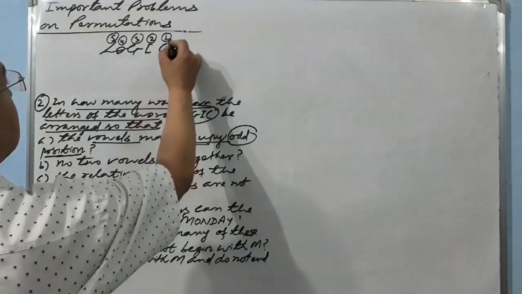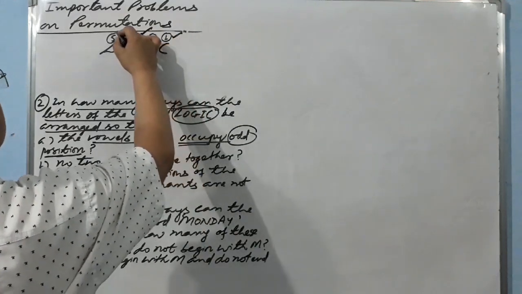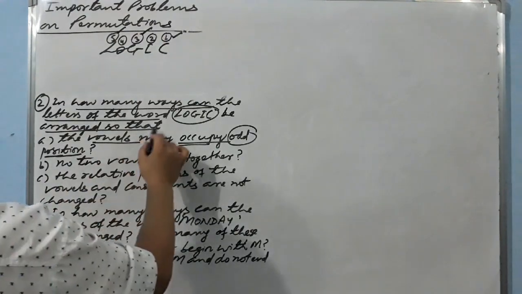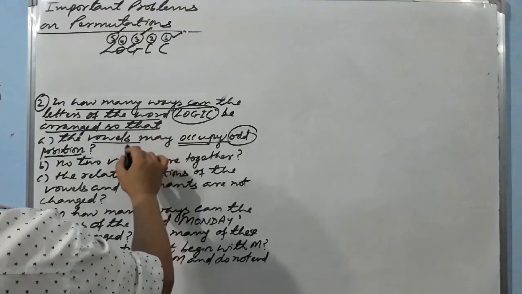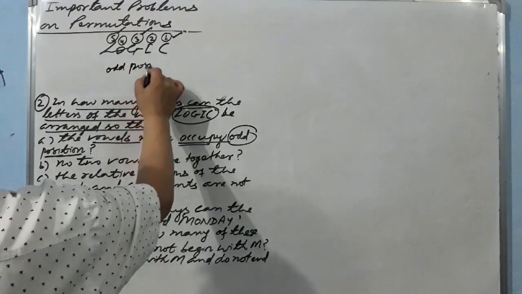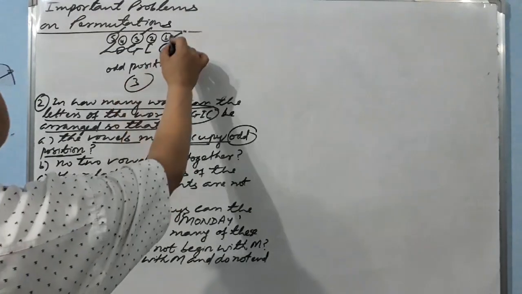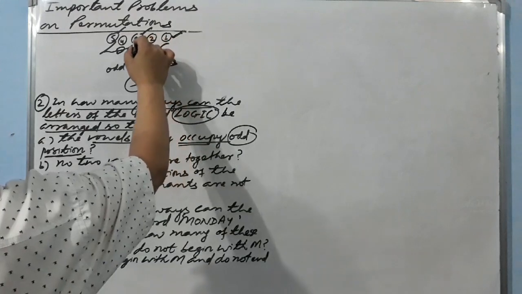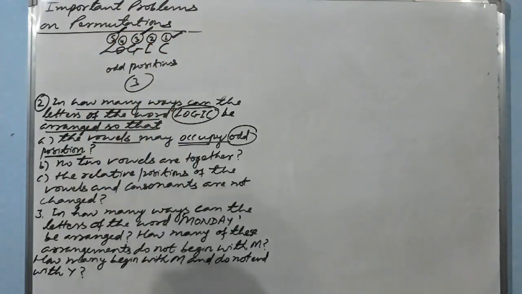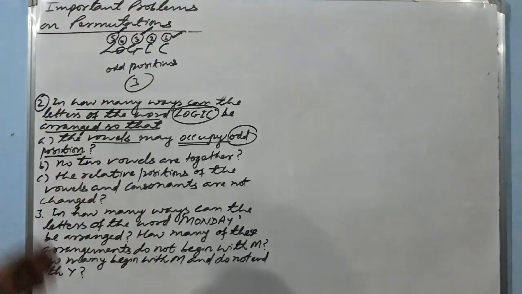Odd position means, let's suppose, 1, 2 and 3. These are the odd positions. How many odd positions are there? 3. Odd position 3, there are 3 odd positions: 1, 2, 3.